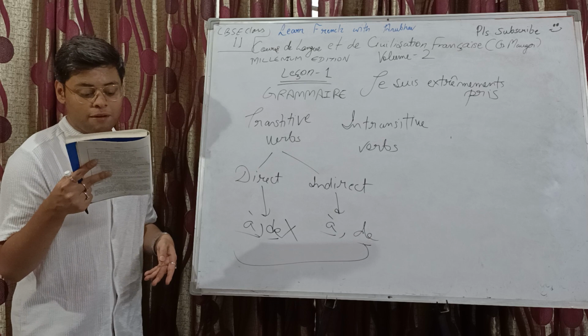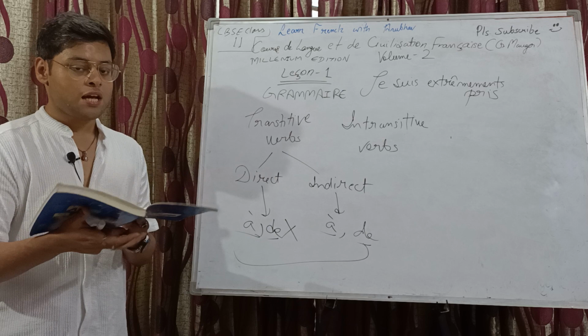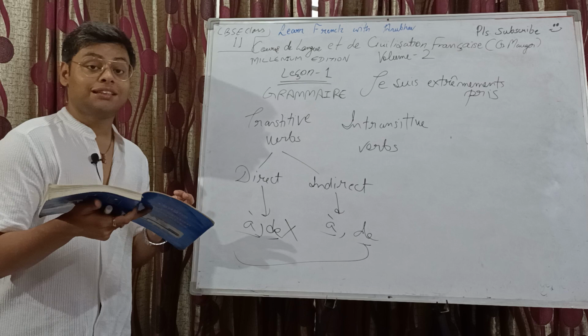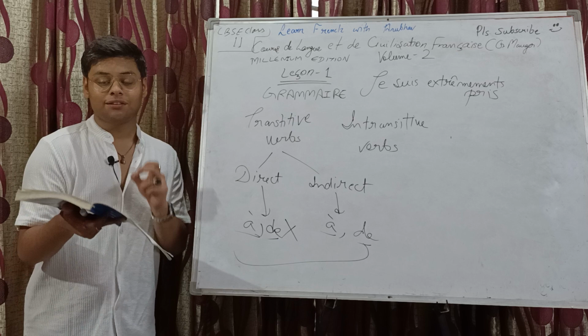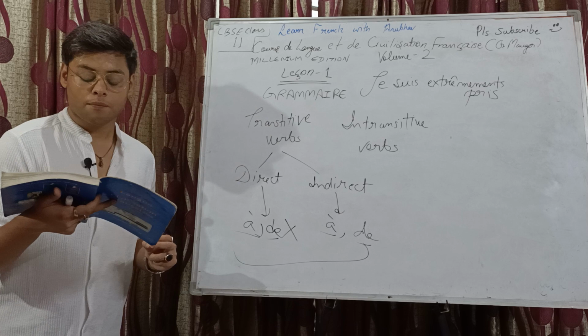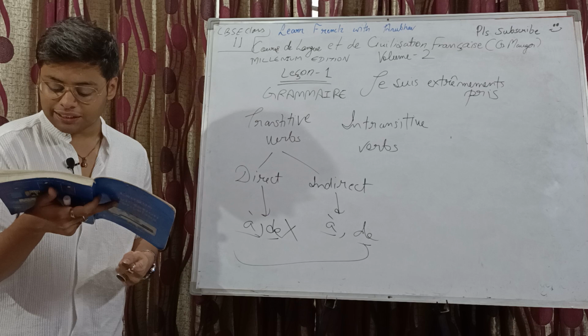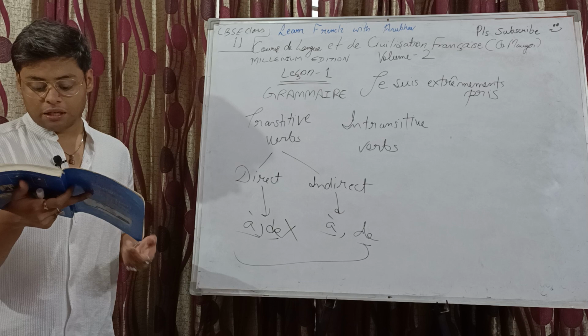So, mes parents habitent à Lille. Complément d'objet having this à before it, so it becomes transitive direct. Mes parents habitent à Lille. Habiter here is transitive direct. Il pense à sa patrie. Again, it's transitive direct. Very easy. Tu parles de tes dernières vacances. Again, it is transitive direct.